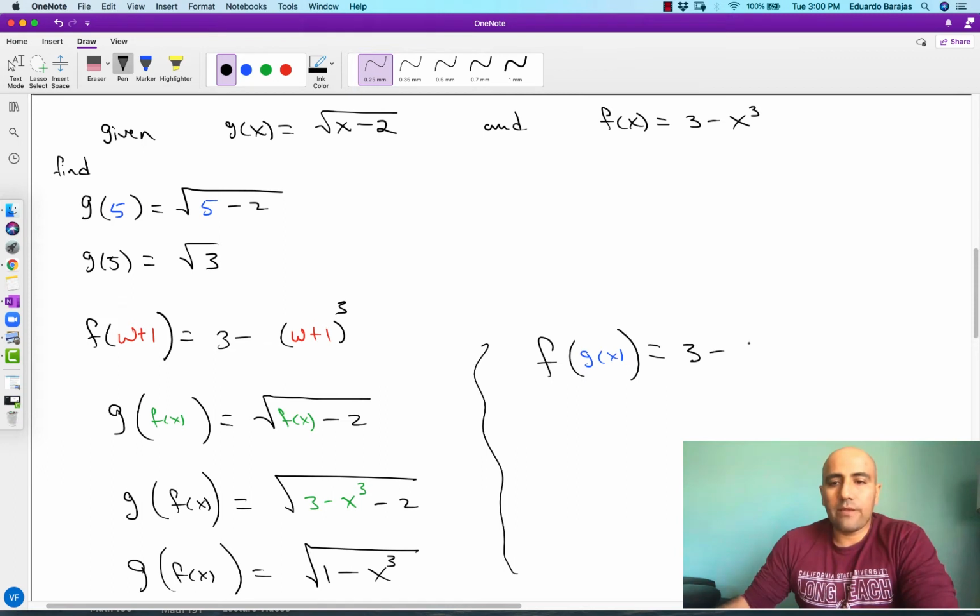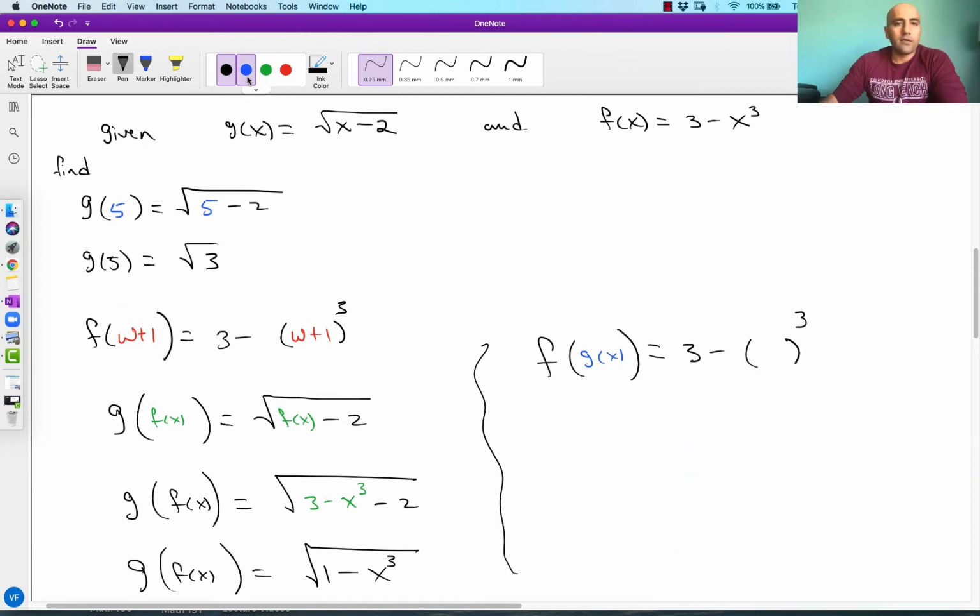This is equivalent to 3 minus blank to the third power, and that blank is going to be a g of x. Okay, so then we can replace the actual value of g with our stated value here. So that means that this is 3 minus blank. This is the square root of x minus 2 to the power of 3. Replacing that g value. In fact, let me put it in color. This would be the square root of x minus 2, which is that g. And so we've accomplished f evaluated at g of x.